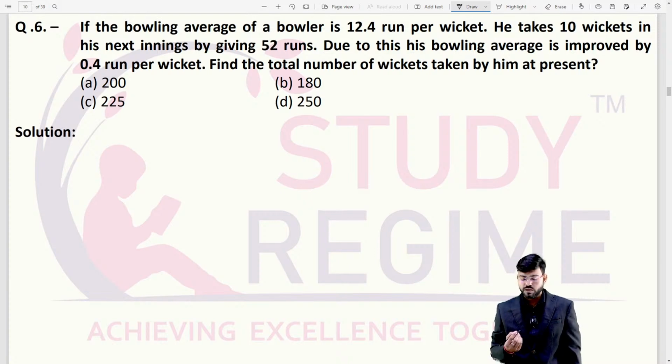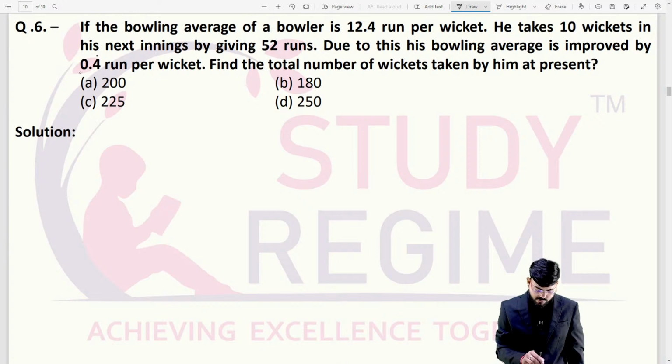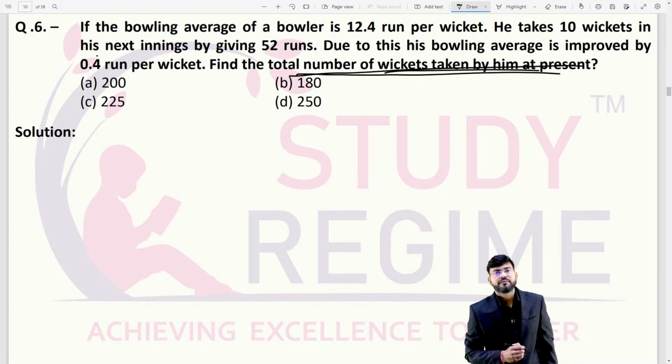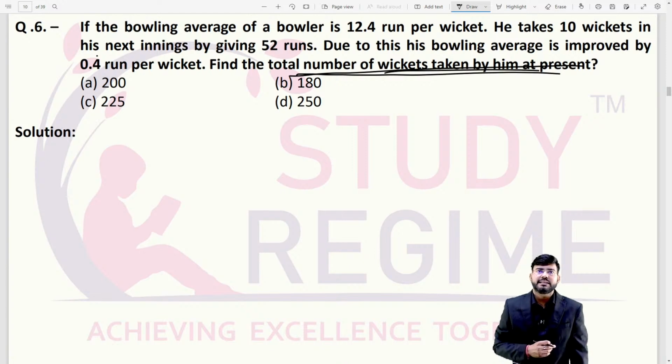Due to this, his bowling average is improved by 0.4 runs per wicket. Find the total number of wickets taken by him at present. Very important and very good question. If the average of a bowler is increasing, that means he is giving lesser number of runs to take a single wicket. Clear? By giving lesser number of runs, he is taking a wicket.